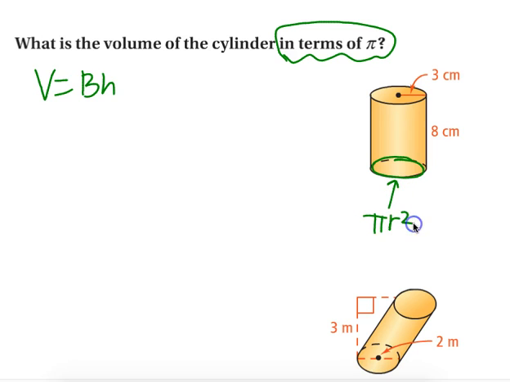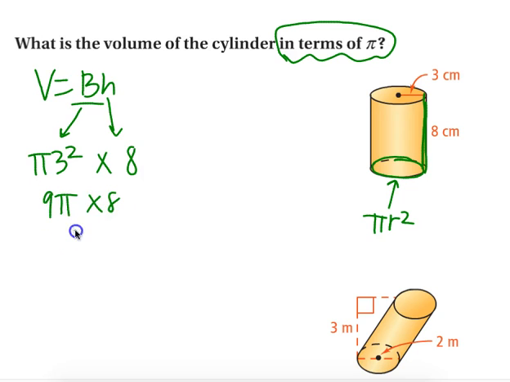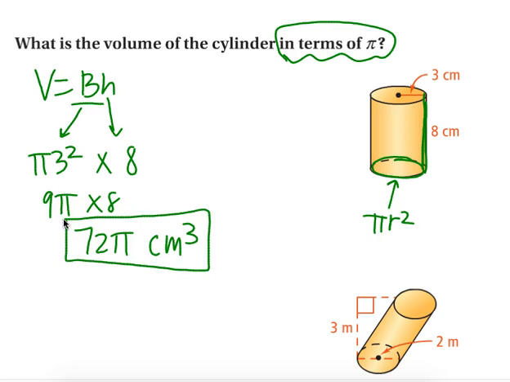Pi r squared. So now let's just plug it in. Base area, pi. What's my radius? 3 squared times our height. Well, how tall is our cylinder? It's 8. Now just crunch it out. 3 squared, 9 pi, times 8 gives me a total of 72 pi centimeters. Good job.